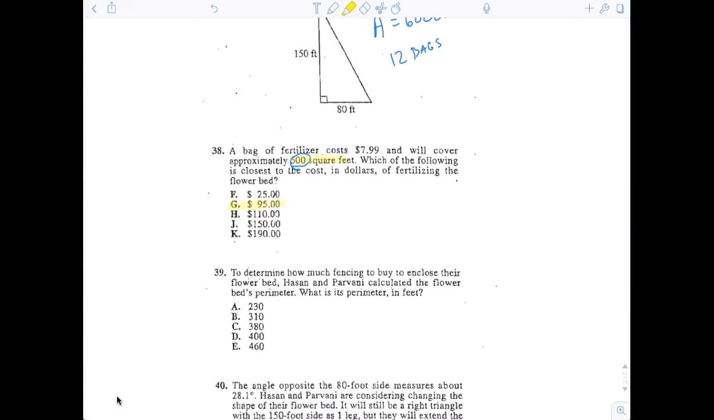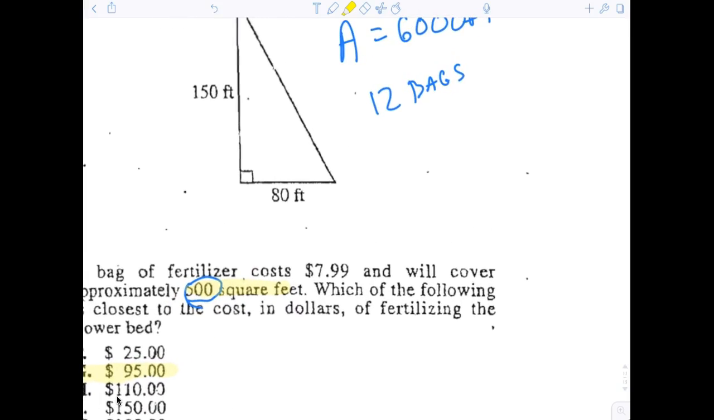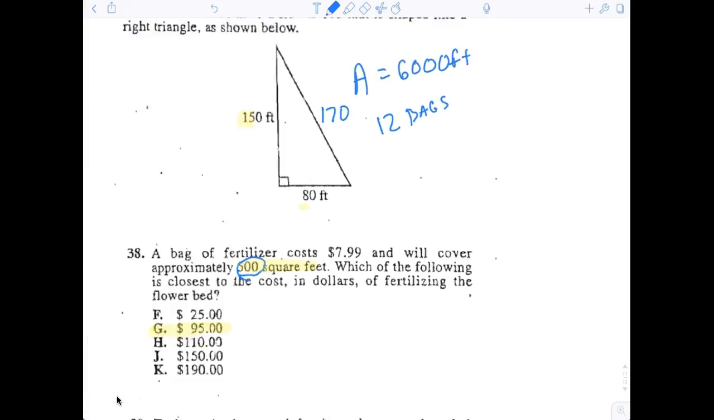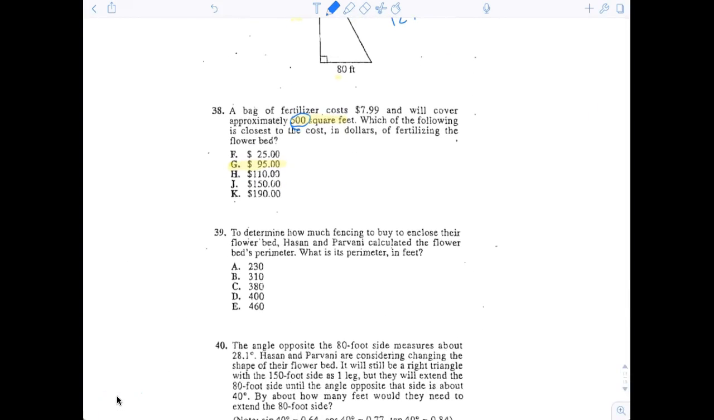Yes, 8, 15, 17. Okay, 39. So to determine how much fencing to buy, we need the perimeter. So again, someone was just saying 8, 15, what? 17. So this is 170. Does everybody agree? So that would be a total of what? 400. That's not bad.